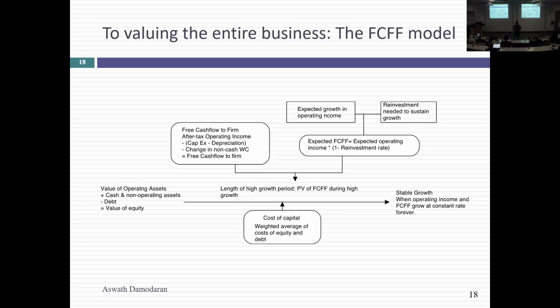Here, what I've valued are the operating assets of the company. Why? Because I start with operating income. At the risk of sounding stupid, I haven't valued any assets whose earnings are not part of operating income. In the case of Google, what have I not valued yet? The 110 billion in cash. The income from that cash is not part of operating income. So I have to add cash.